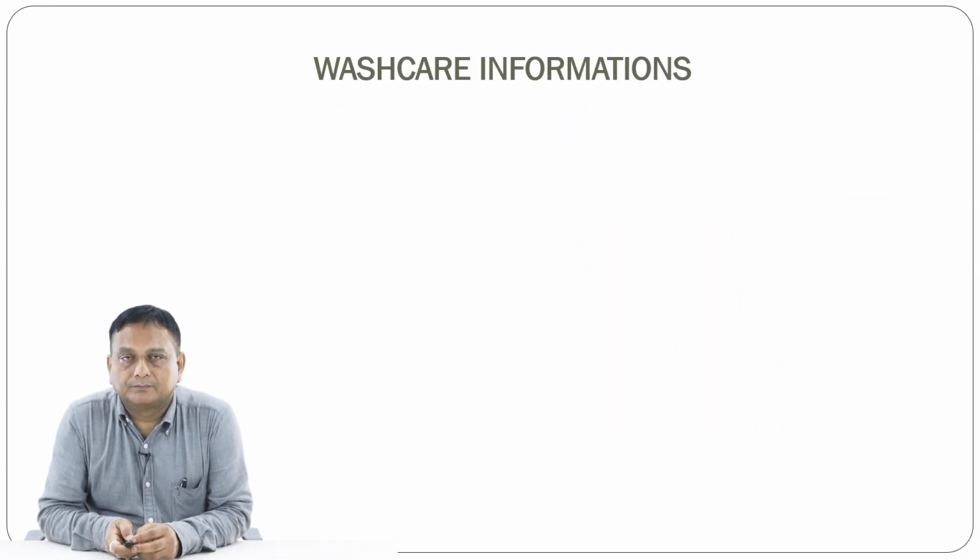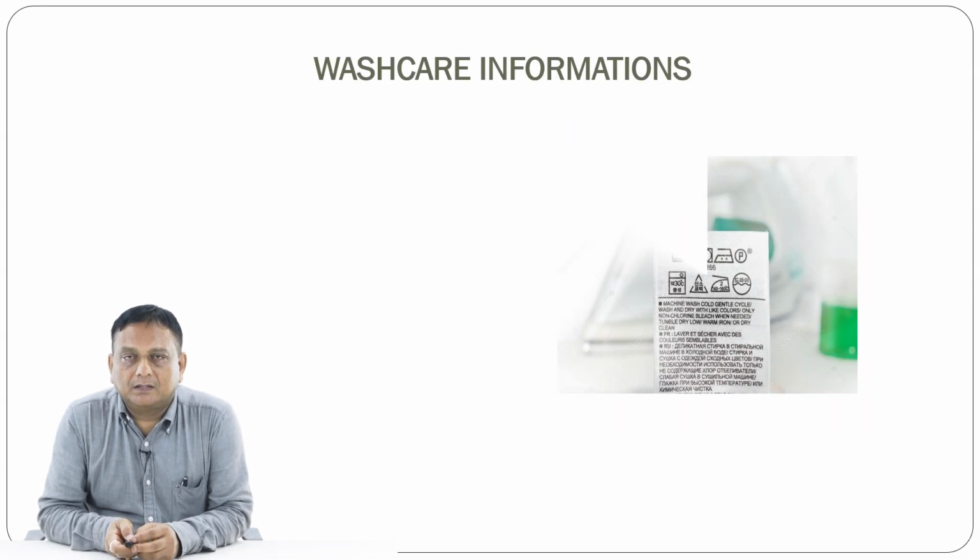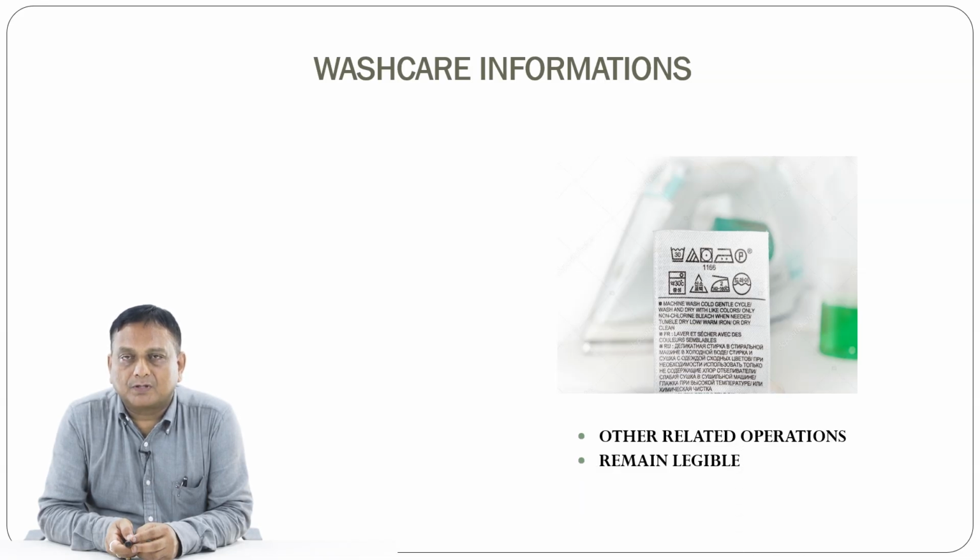Now when you are talking about wash care information, the wash care instruction in the label must be legible. The different pieces of information available in the wash care label should not wash out, and must remain legible. The different operations and symbols should not be washed out during the washing operations.